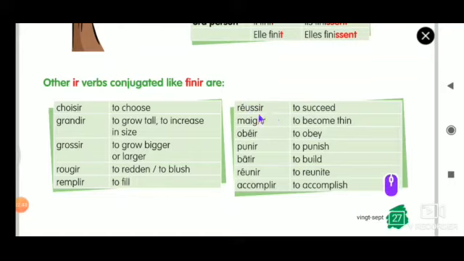Réussir, to succeed. Remplir is to fill up, fill in the blanks, no? Remplissez. So that verb is this. So now réussir means to succeed, to have success. Maigrir is to become thin.